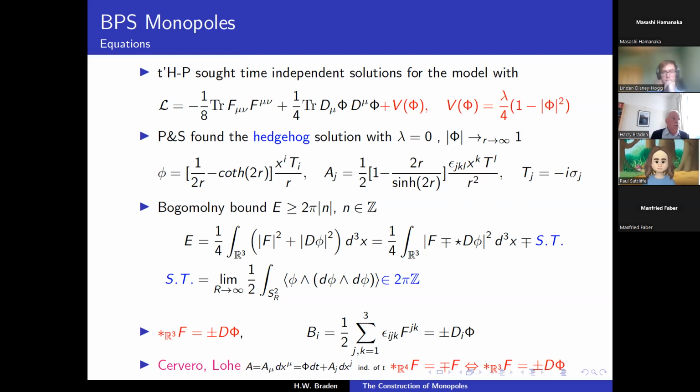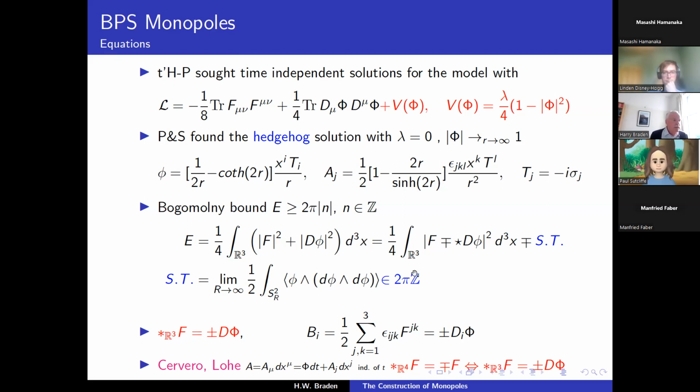Now, as you saw in Paul's talk earlier on, hedgehog solutions for charge 1 could be constructed, and that's what Prasad and Sommerfield found. And I've just written down the analog of what Paul gave a few weeks ago. Bogomolny's part to this was he showed how energy bounds could be obtained by completing the square. So he studied quite a number of theories, domain walls, vortices, and included magnetic monopoles.